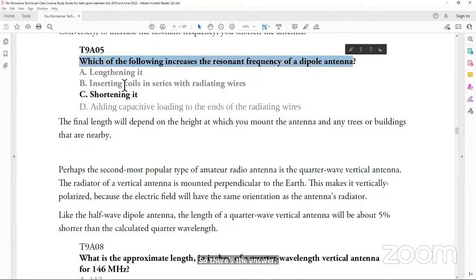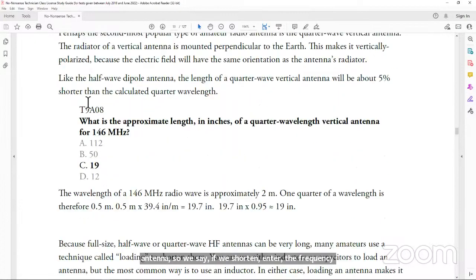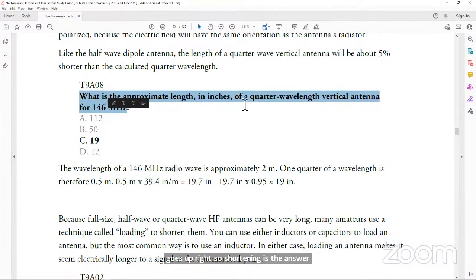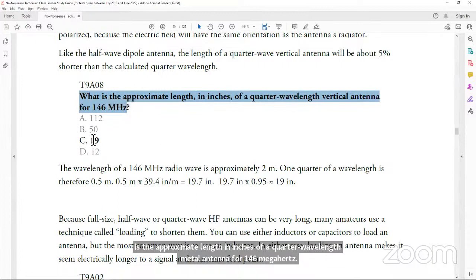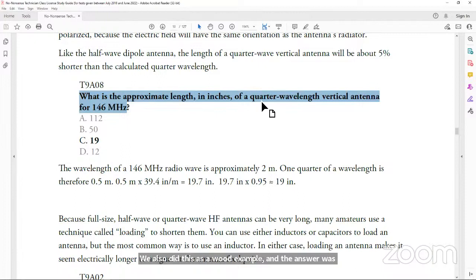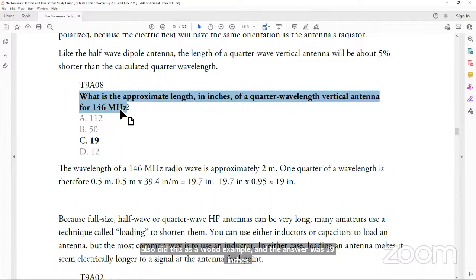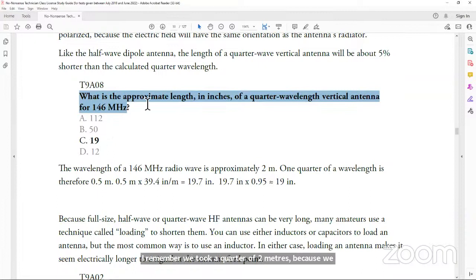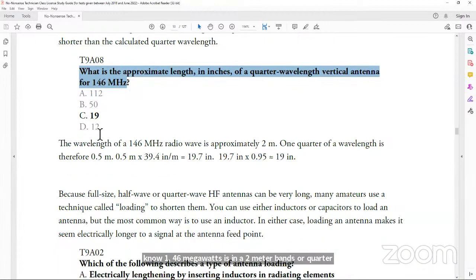Also, next question in the question pool: which of the following increases the resonant frequency of a dipole antenna? So we say if we shorten the antenna, the frequency goes up, right? So shortening is the answer. What is the approximate length in inches of a quarter wavelength vertical antenna for 146 megahertz? We also did this as a worked example, and the answer was 19 inches. Remember, we took a quarter of 2 meters because we know 146 megahertz is in the 2 meter band, so a quarter of 2 meters, and we got it in inches, and then we converted it using the 5% takeoff. Right?